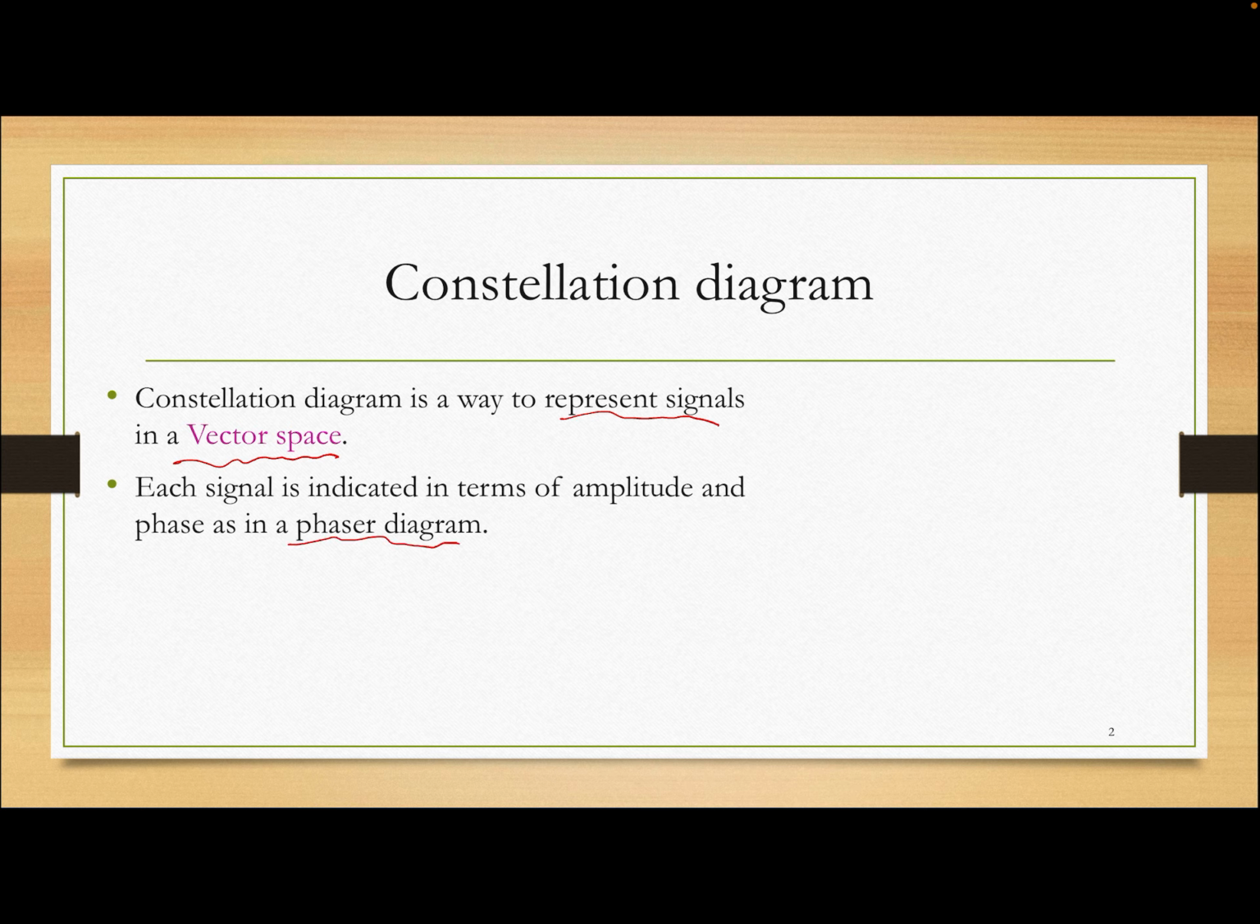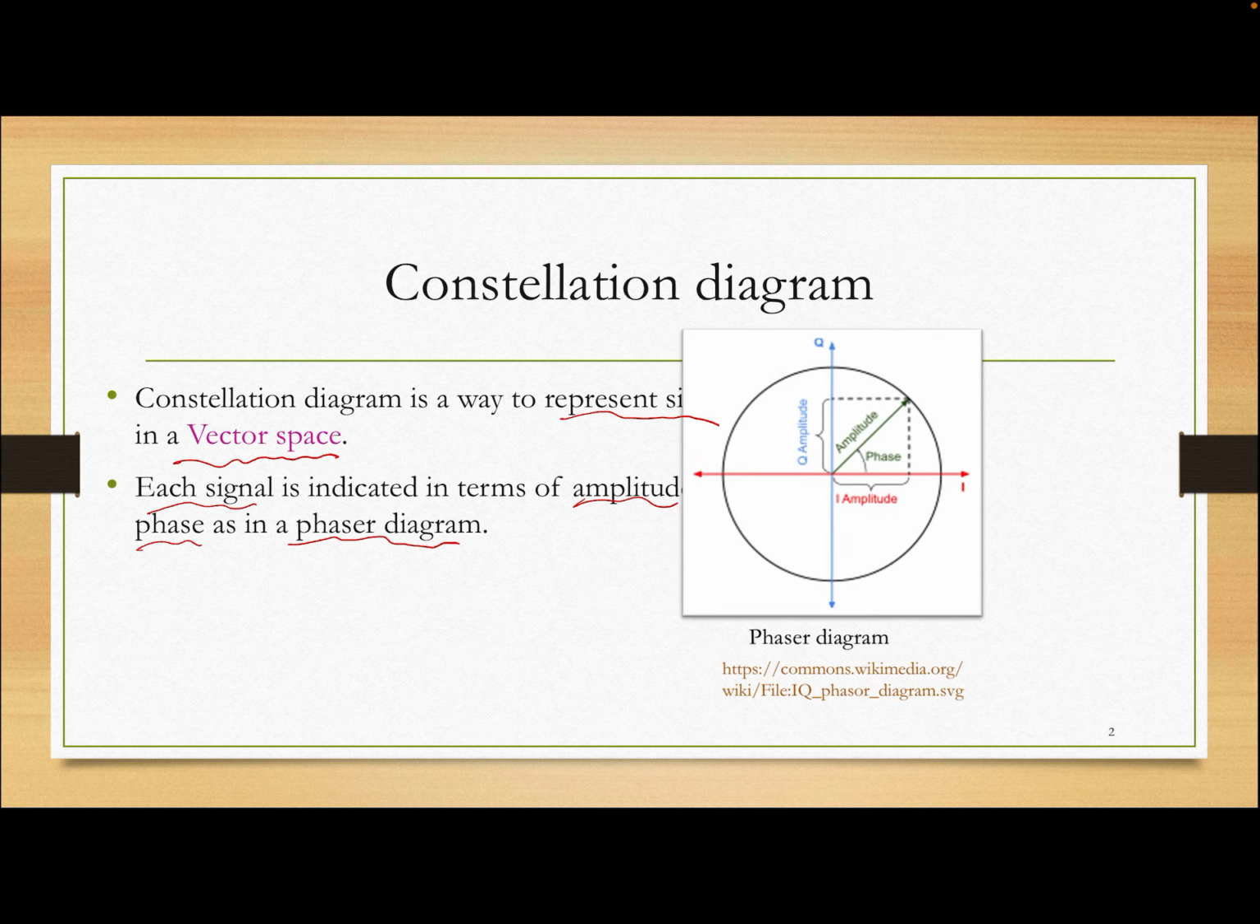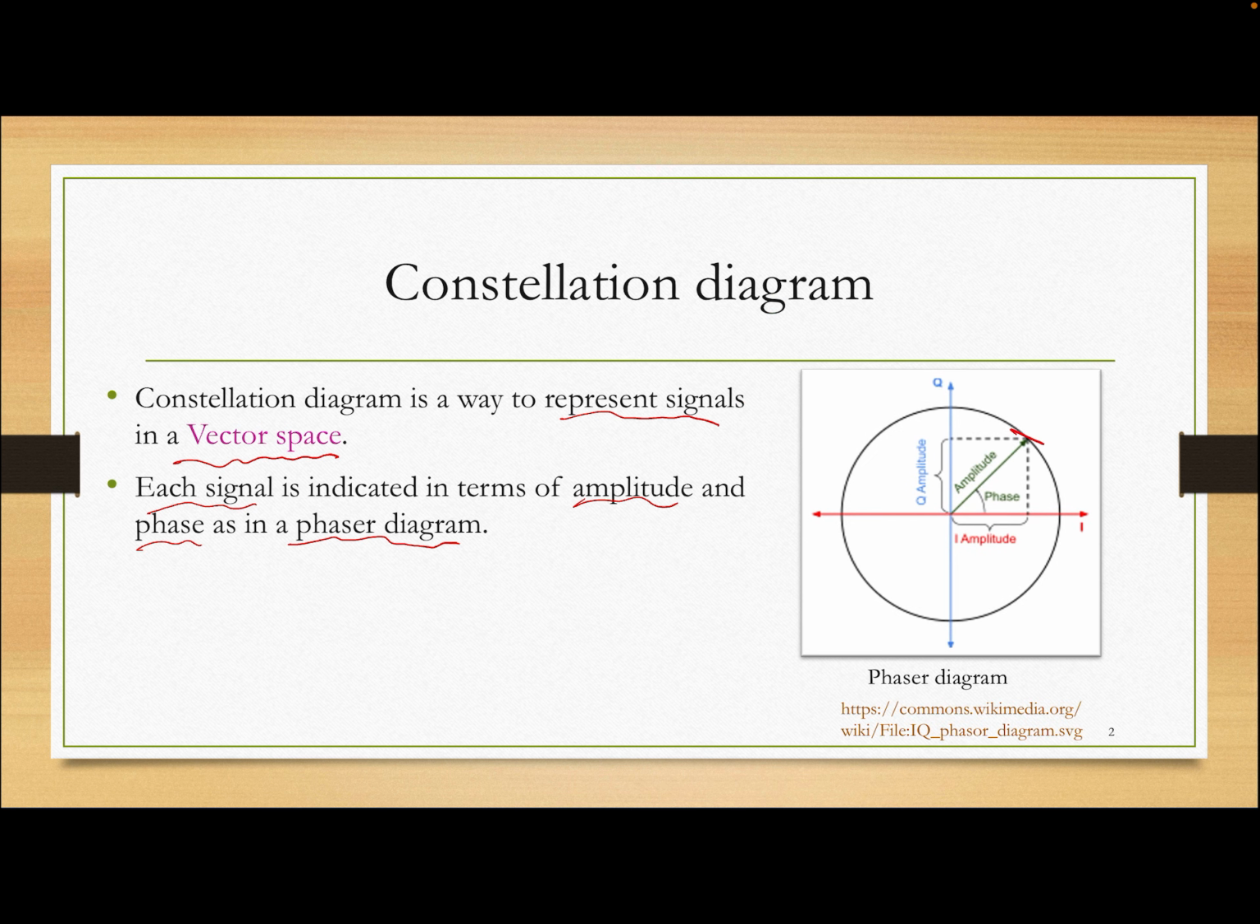So we will represent signals in the vector space by using the idea of the phasor diagram. So the signal can be indicated in terms of the amplitude and the phase, like this. This is the signal in our vector space here, which is 2 dimensions. And you have amplitude here, which is the distance between the origin to your point, and the phase starts from 0 to your point.